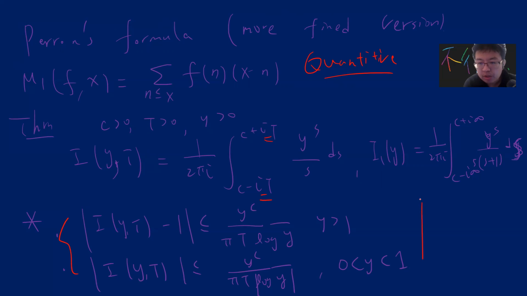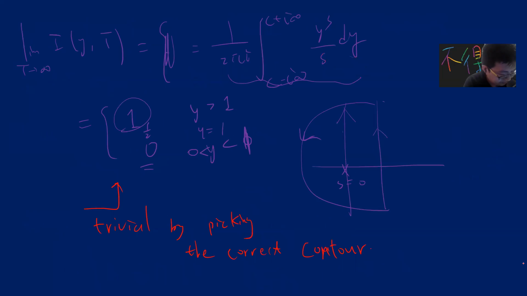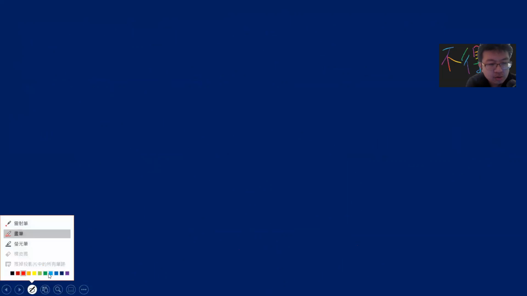Let me just write down another theorem, which is you can compute this I1y. So if y greater than 1, it is 1 minus 1 over y, otherwise 0. Okay, so let's prove the first one.